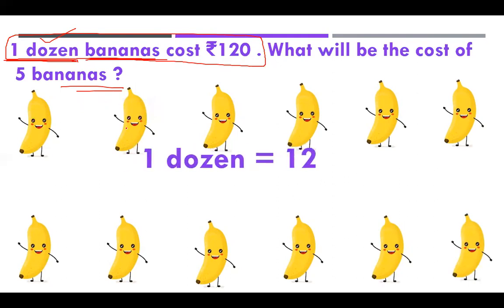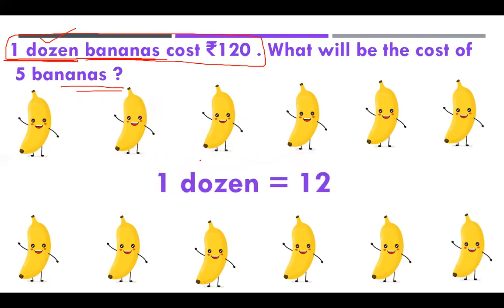So what do these 12 bananas mean? These 12 bananas means that it is 1 dozen. So 1 dozen means 12. The something in 12 is equal to 1 dozen. So here we have 12 bananas, so it means that it is 1 dozen. In the question, 1 dozen means it is 12. So instead of 1 dozen, we can also write 12. 12 bananas cost rupees 120.